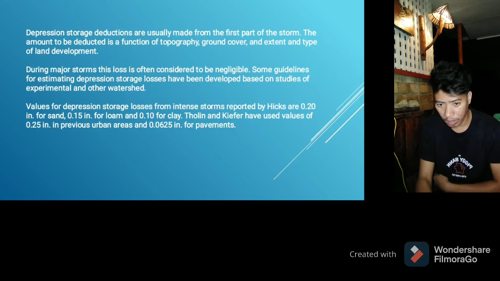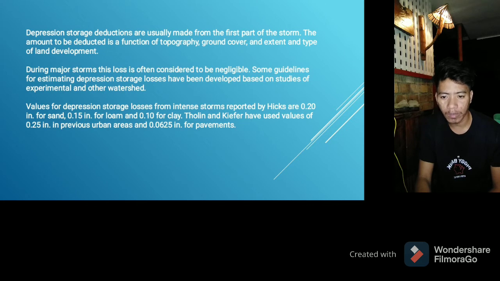Then, depression storage deductions are usually made from the first part of the storm. The amount to be deducted is a function of topography, ground cover, and extent and type of development. During a major storm, this loss is often considered to be negligible. Some guidelines for estimating depression storage losses have been developed based on studies of experimental and other watersheds.